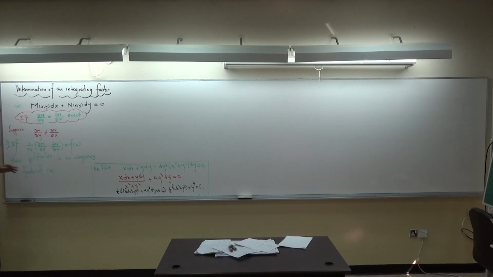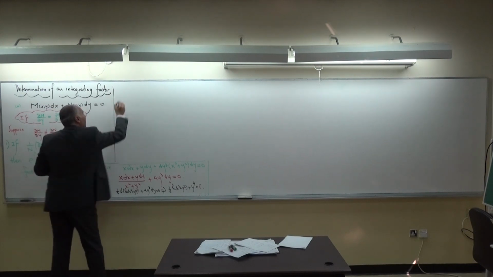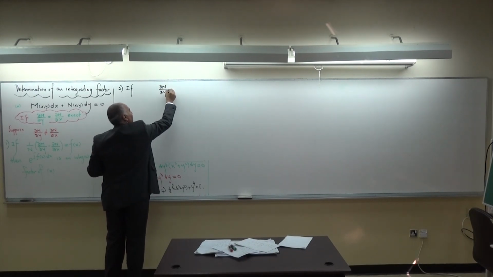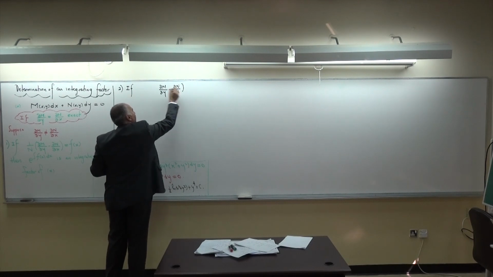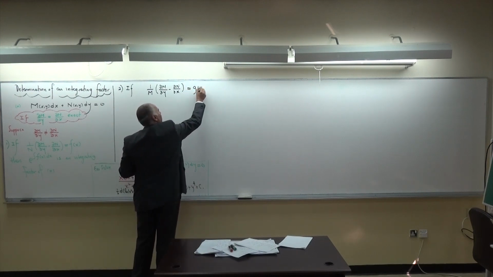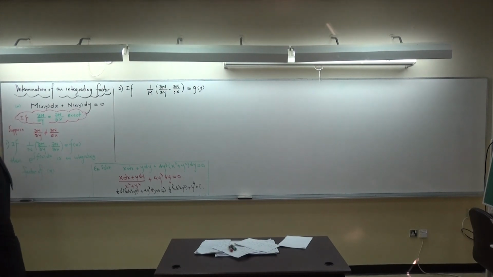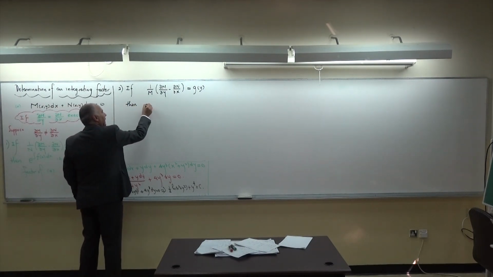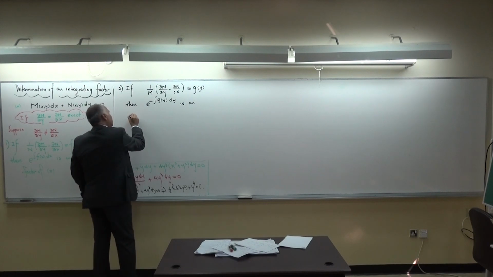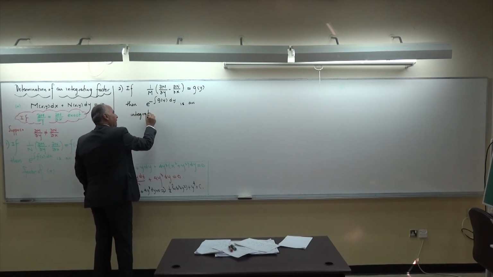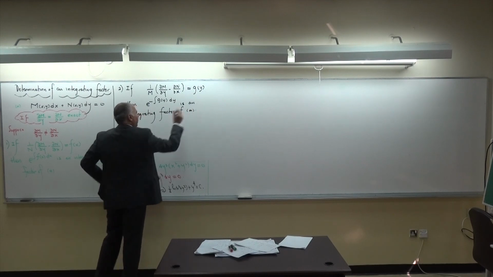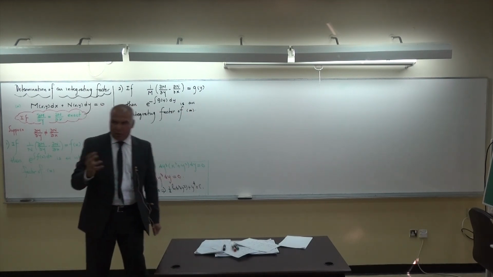Suppose you divide by N, the coefficient of dy, and the result is not a function of x. Then this fails, and we can try number 2. If dM/dy minus dN/dx, dividing this time by the coefficient of dx, gives a function of y, then e to the minus integral g(y) dy is an integrating factor of star.